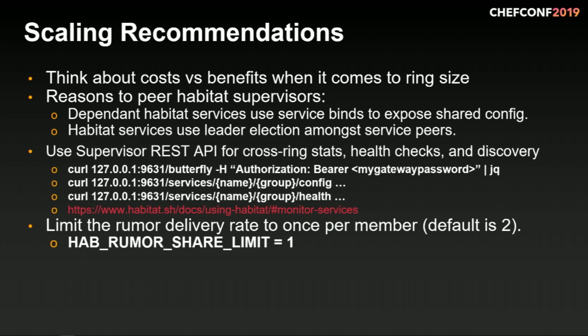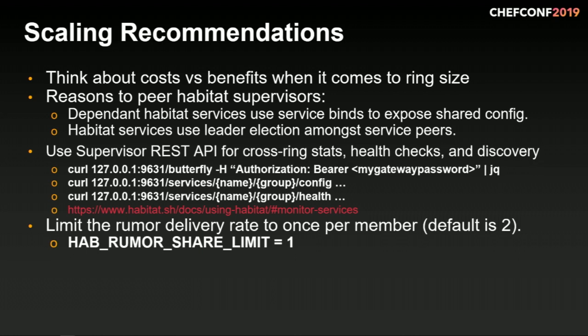And then additionally, another really important tuning parameter that we've come across in the field is the Hab rumor share limit. So I mentioned that delivery was an absolute imperative, it was non-negotiable, because what good is a decentralized ring if you can't have confidence that they're going to coordinate in the ways that you're hoping for? By default, the system will send gossip messages twice to every supervisor, even though the gossip messages are sent over TCP and there's a certain amount of reliability to that. So in practice, you can set that to 1 and cut your gossip traffic in half.